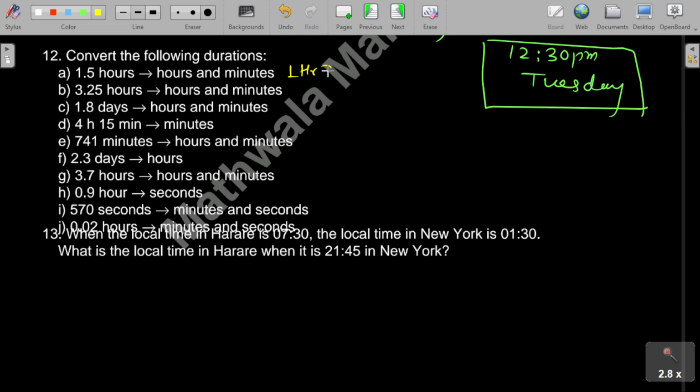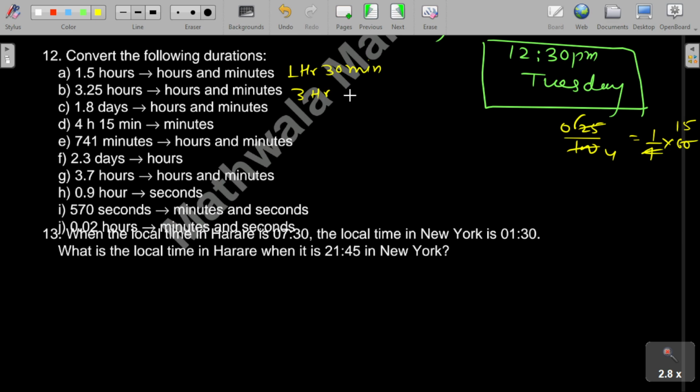3.25 hours. 3 hours, 0.25 is 25 divided by 100. This is 1 by 4. 1 by 4 into 60, and it is 15 minutes. So 3 hours 15 minutes.